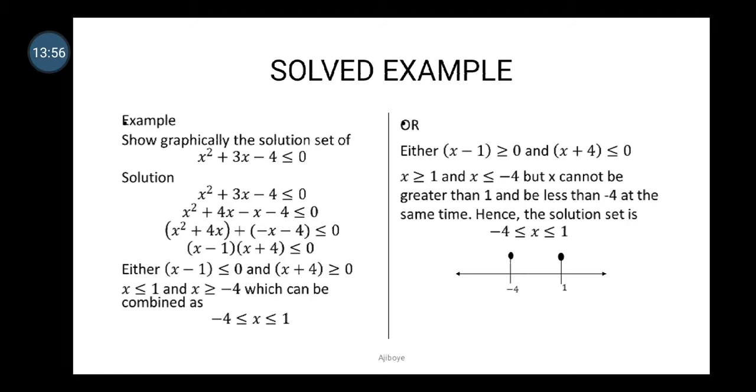Then we have the graphical representation, which you can see there on the number line, that x is between minus 4 and 1. If you put any value between minus 4 and 1, inclusive, you will notice that the expression will be less than 0. That is, you will always get a negative number. So that is the solution of a quadratic inequality in one variable.